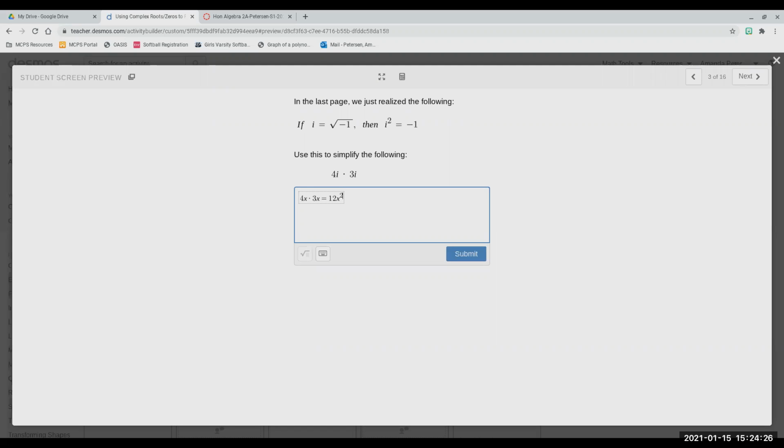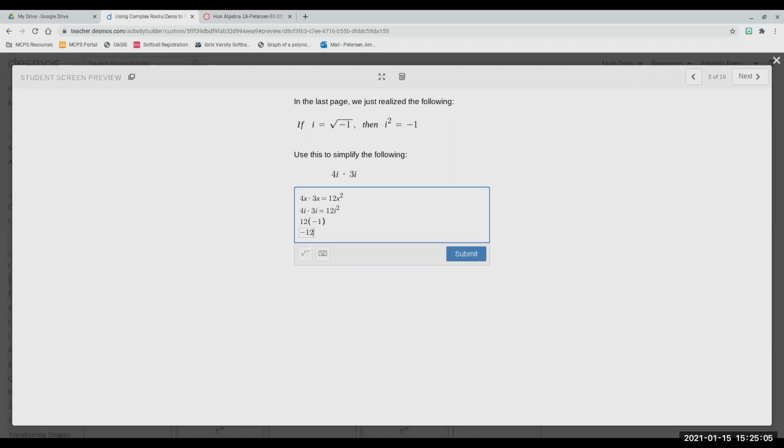Well, in the same way we just multiplied 4x and 3x, we're going to multiply 4i and 3i. Even though i is the square root of negative 1, we can still multiply i times i to get i squared. And now that we know that i squared is negative 1, we can make that substitution. So 12 times negative 1. Well, I can keep going. I still got more to simplify. 12 times a negative 1 is a negative 12.